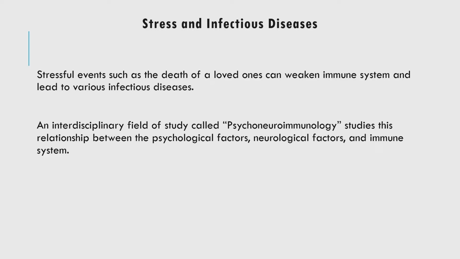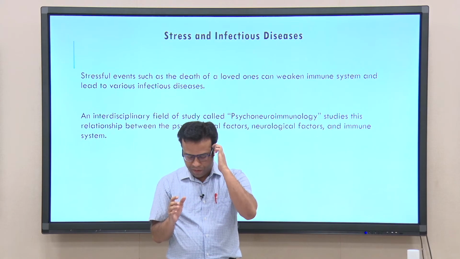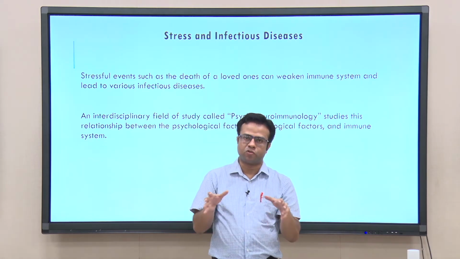So an interdisciplinary field of research is called Psychoneuroimmunology, which is of relatively recent origin. This field of research looks into the relationship between psychological factors, neurological factors, and the immune system: how psychological factors influence our nervous system, and then how the nervous system in turn influences our immune system. So they try to see all these relationships. This area of research is very important to understand the connection between stress and the immune system.